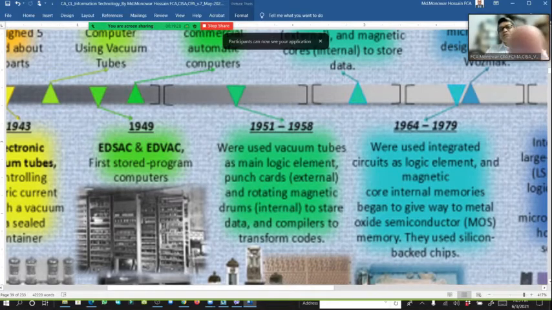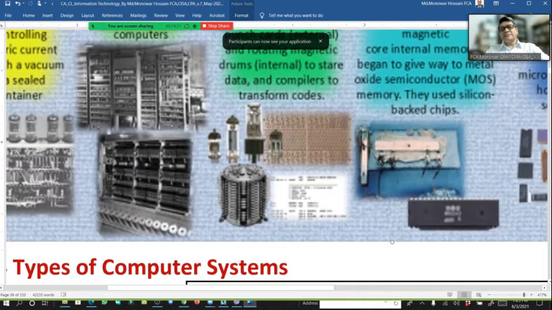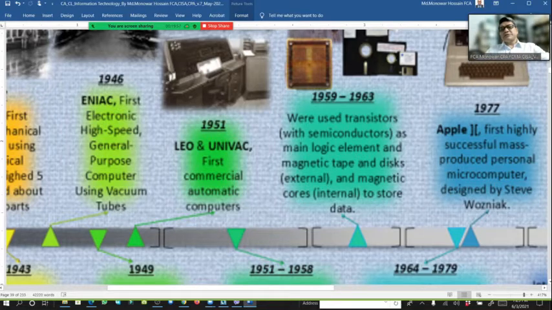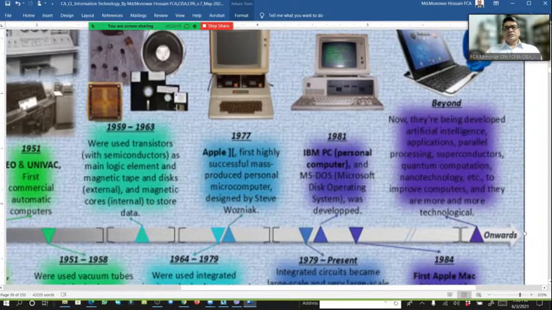From 1962 to 1979, integrated circuits were used as the logic element, and magnetic core internal memories gave way to metal oxide semiconductor memory, called MOS memory. They use silicon-based chips. In 1977, Apple introduced the first highly successful mass-produced personal microcomputer.